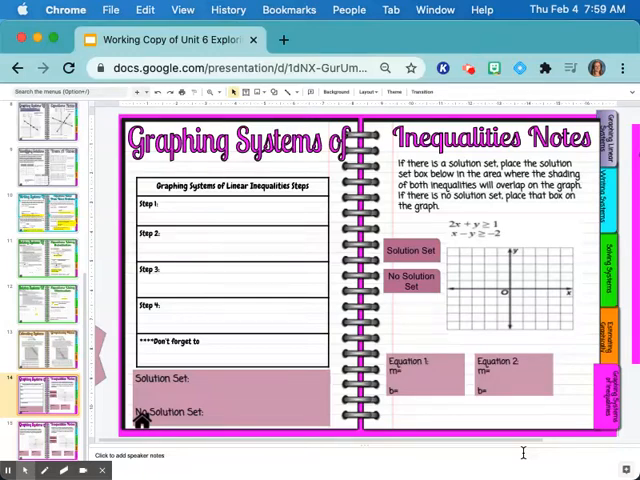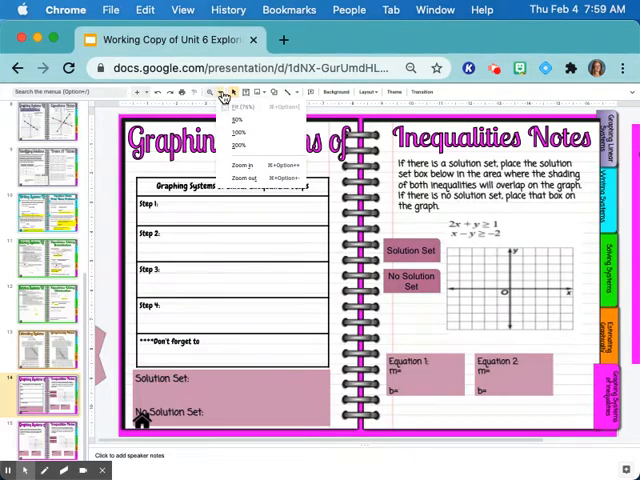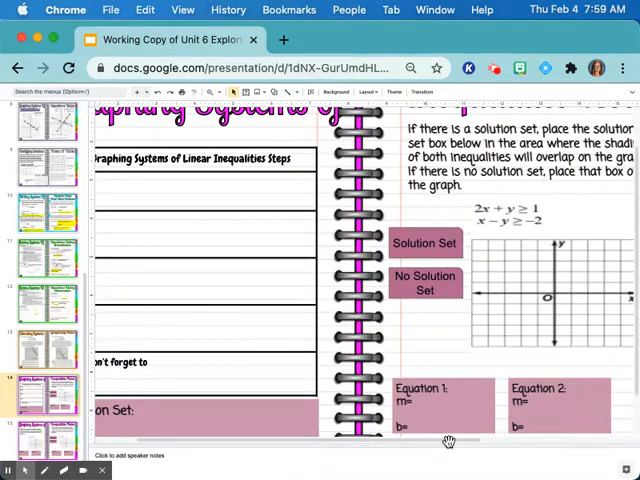We are graphing systems of inequalities today. We are going to finish the slides. So let's insert some text boxes here. Going to zoom in. And we are going to talk about systems of inequalities.